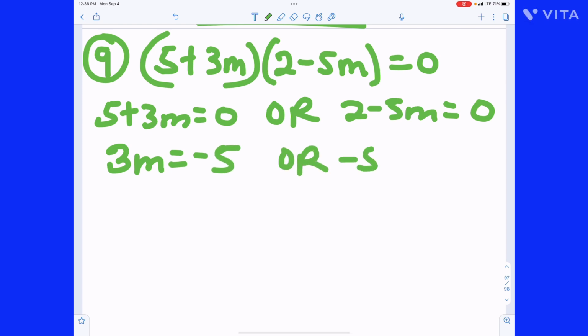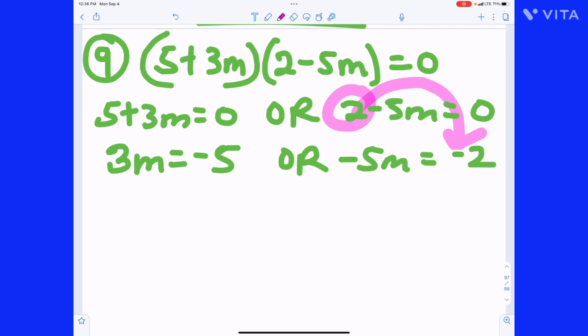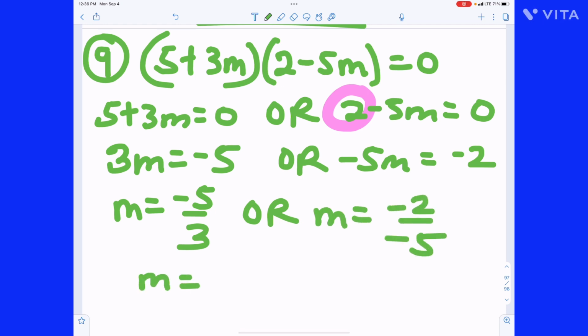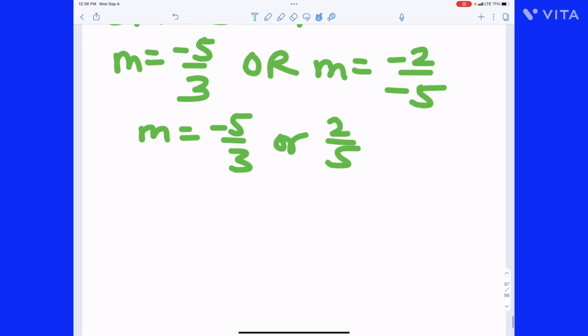Next step will be minus 5, 0 minus 2, minus 2. See, I'm taking this 2. It's positive here. I'll take it across the equality sign and it will give you minus 2. Do you understand? Yes. That gives you m is minus 5 over 3, or m is minus 2 over minus 5. So m is minus 5 over 3 or 2 over 5. You know, here on this right hand side, minus will divide minus and you get plus. Do you understand?